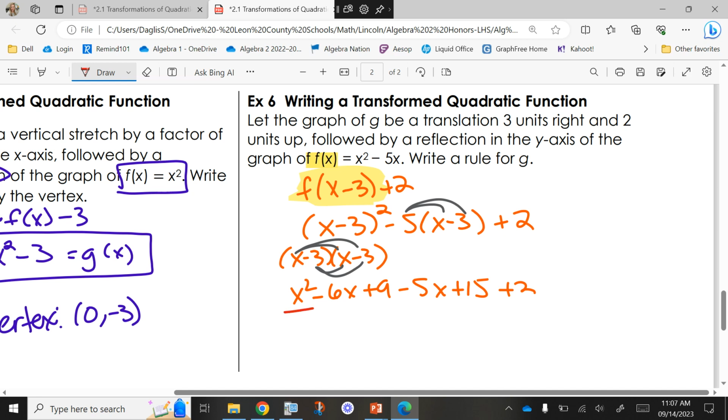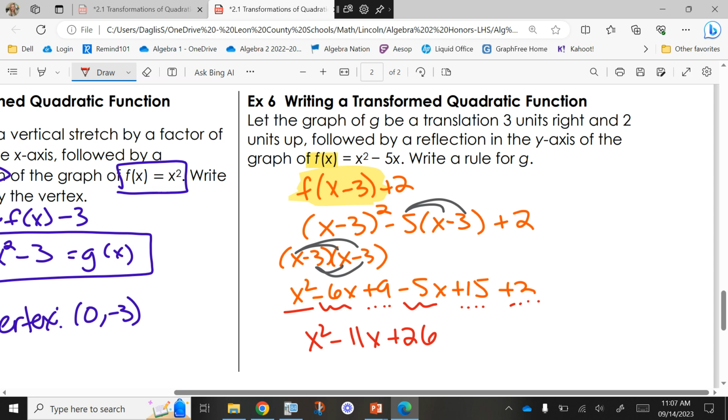X squared is standing there by itself. Negative 6 and negative 5x gives me negative 11x. And then 9 plus 15 is 24, plus 2 is 26. All of that to not be done. That was just the right and the up. Right? Now we have to do our reflect. But it's okay. We did the hard part.